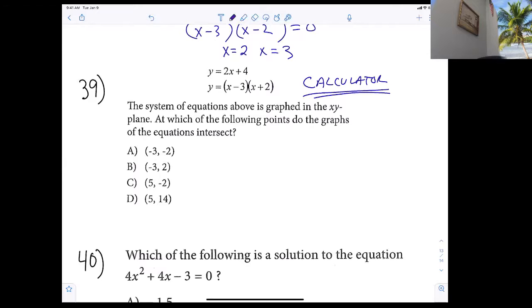Is that the answer that they want, though? No, so you have to do the other one. All right, so let's do the other one. Second calc again. Now do intersection.